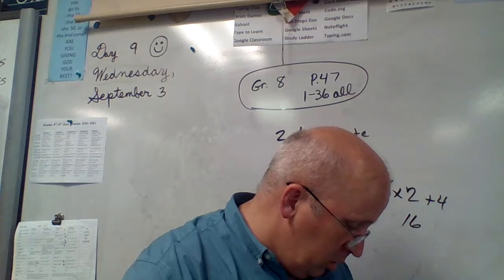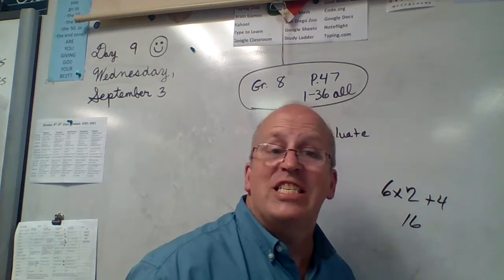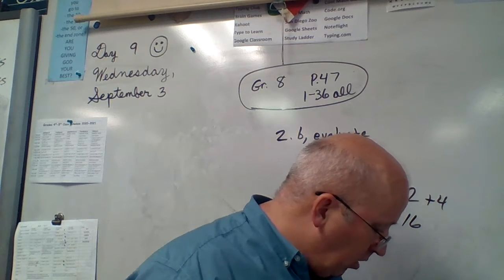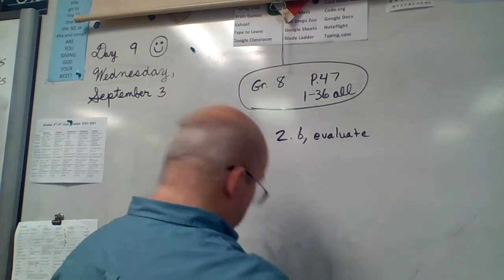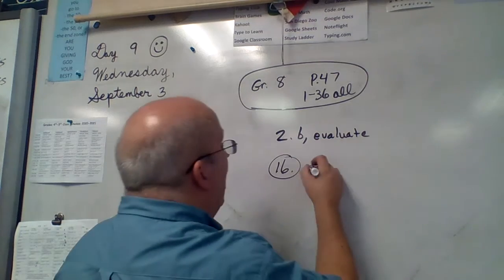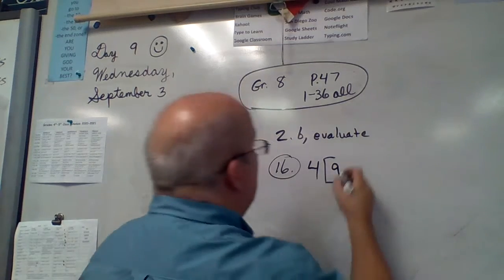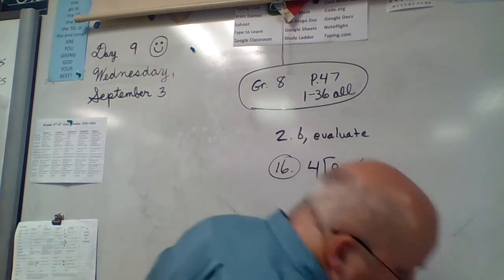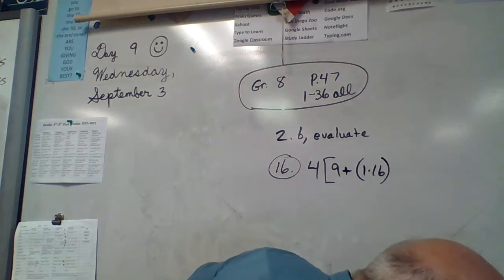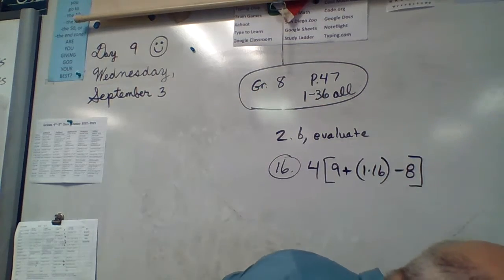Okay, let's jump to page 48. I'm going to do a problem in the section from 11 through 16, and I think I'm going to choose the one that seems to be looking the hardest. I'm going to do number 16. Number 16 says 4 times the bracketed quantity of 9 plus the quantity of 1 times 16 minus 8. And we're going to close off the brackets at that point, and we're looking for an answer to that.